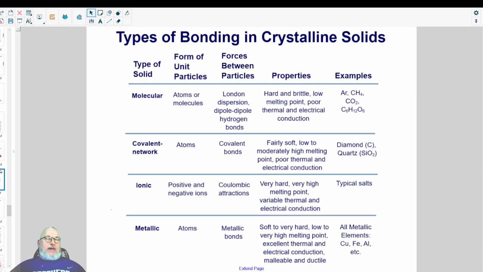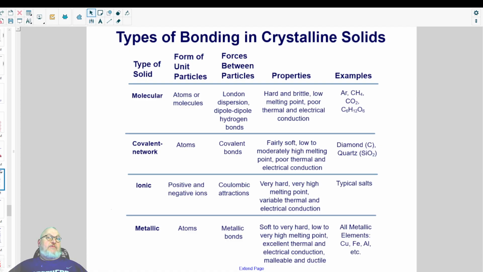Now, ionic compounds. These are electrostatic interactions between the positive and the negative ions, and the force is, of course, the Coulombic force. Very hard, very high melting point, different thermal and electrical conduction, and these are usually salts. Then, of course, metallic solids.